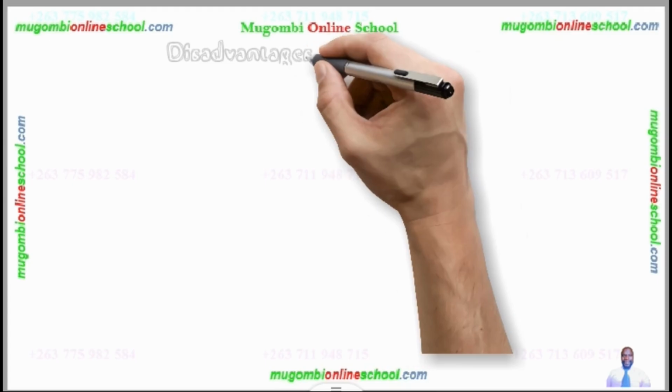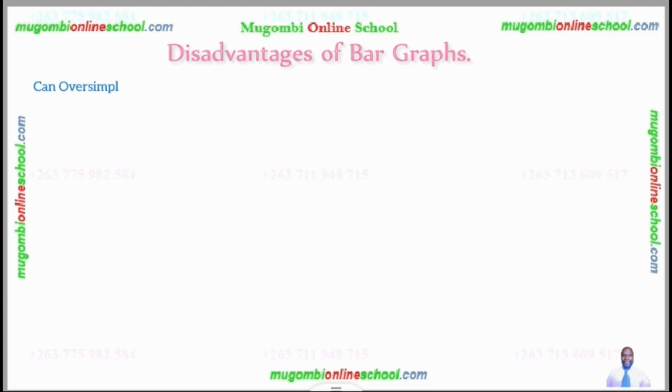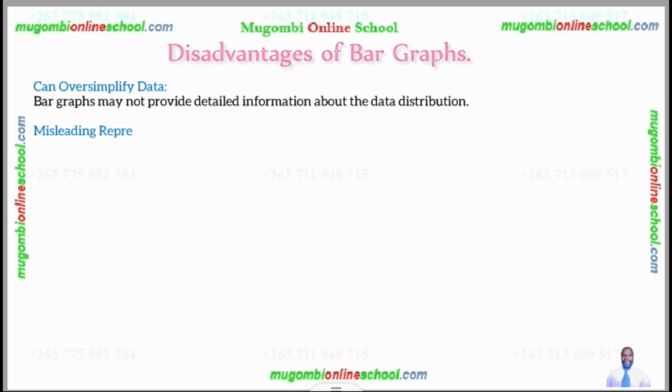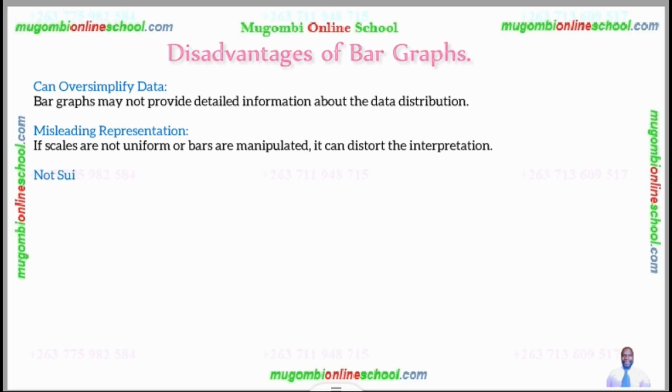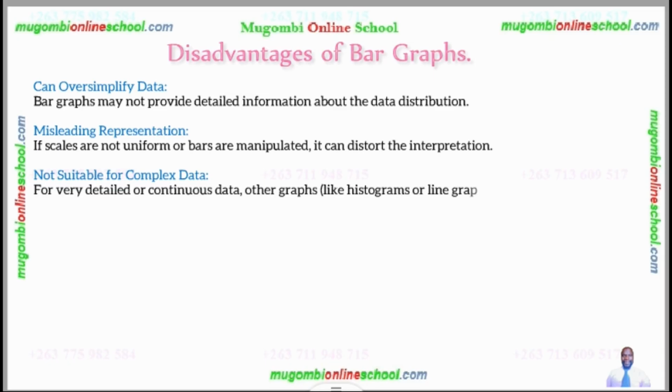Now let us move on to the disadvantages of bar graphs. Bar graphs can oversimplify data, which means bar graphs may not provide detailed information about the data distribution. They can also lead to misleading representation. I mean, if the scales are not uniform or bars are manipulated, it can distort the interpretation. Not suitable for complex data. Bar graphs are not suitable for very detailed or continuous data. Other graphs like histograms and line graphs are better than bar graphs.